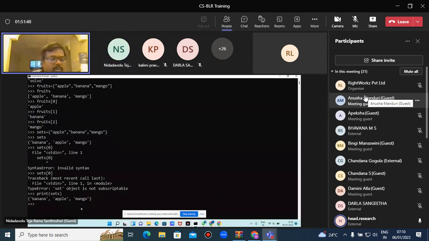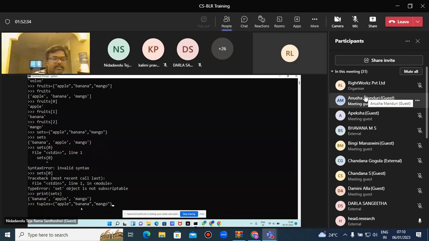Now we will go to see the tuples. Tuples equal to parenthesis begin. Parenthesis means bracket. Double quotes begin, Apple, comma. Same thing you can write. Parenthesis. Now you can access.